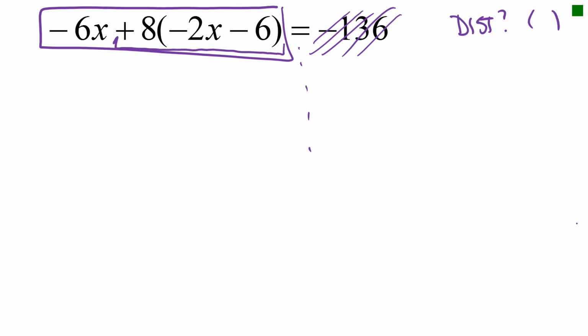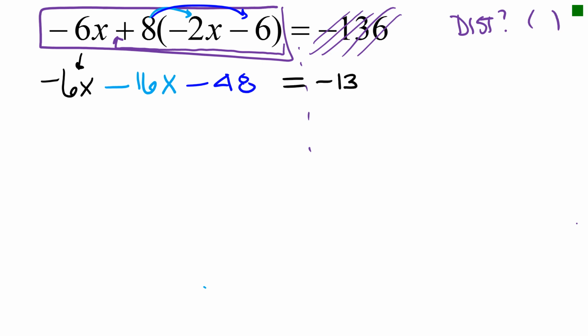Take the number in front, including the sign, which means I'm going to write negative 6x. I'm just bringing that down because I'm not touching it. Now I'm taking a positive 8 times negative 2x. That's negative 16x. Then I'm taking a positive 8 times negative 6. That's negative 48. Then I'm bringing down the equals and the negative 136.